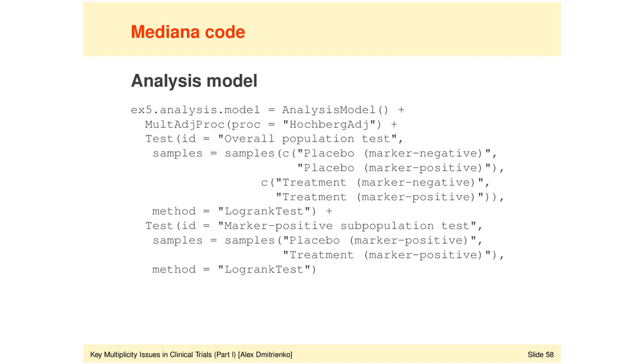And those are labeled, as you see on the slide, treatment marker negative and treatment marker positive. And the second test in this analysis model is based on the treatment effect test in the subpopulation of marker positive patients. This test is carried out based on the analysis samples that are exactly the same as the data samples. Specifically, these are the data samples labeled placebo marker positive and treatment marker positive. And finally, a multiplicity adjustment based on the Hochberg procedure is defined in this analysis model.